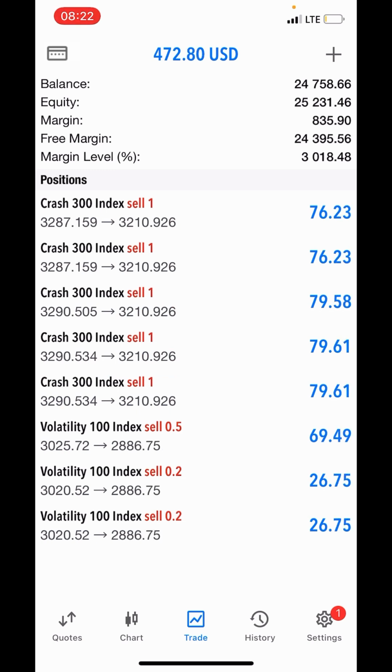Okay, so try this indicator settings and you're going to love it. And in my next video, I'm going to show you how to use these indicators on the Boom. I'll show you how to use it on the Boom.